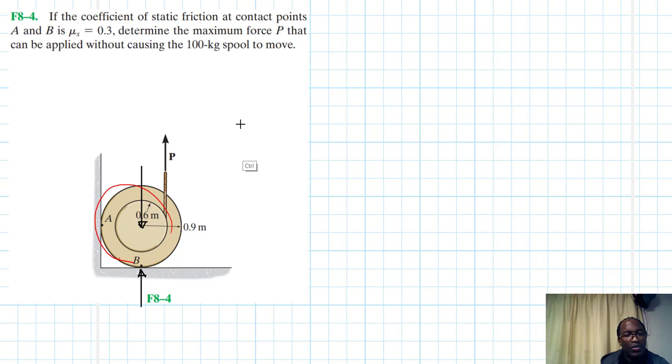Every time we are working out this particular problem, you need to ensure that you assume the right direction, because you only know that after you've started. You can only be sure if the unknowns are less than or equal to the available equations of equilibrium. So since this tends to rotate anticlockwise, our friction is going to be in this direction like so.